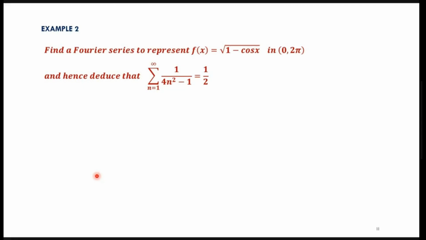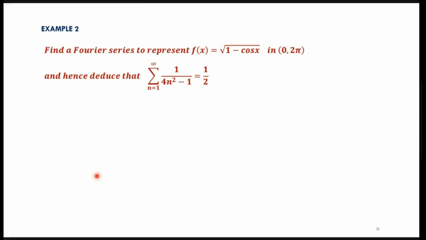Find the Fourier series to represent f of x is equal to root of 1 minus cos x in 0 to 2 pi, and hence deduce that summation n varying from 1 to infinity 1 upon 4n square minus 1 is equal to 1 by 2. Again, we have to calculate a0, an and bn.